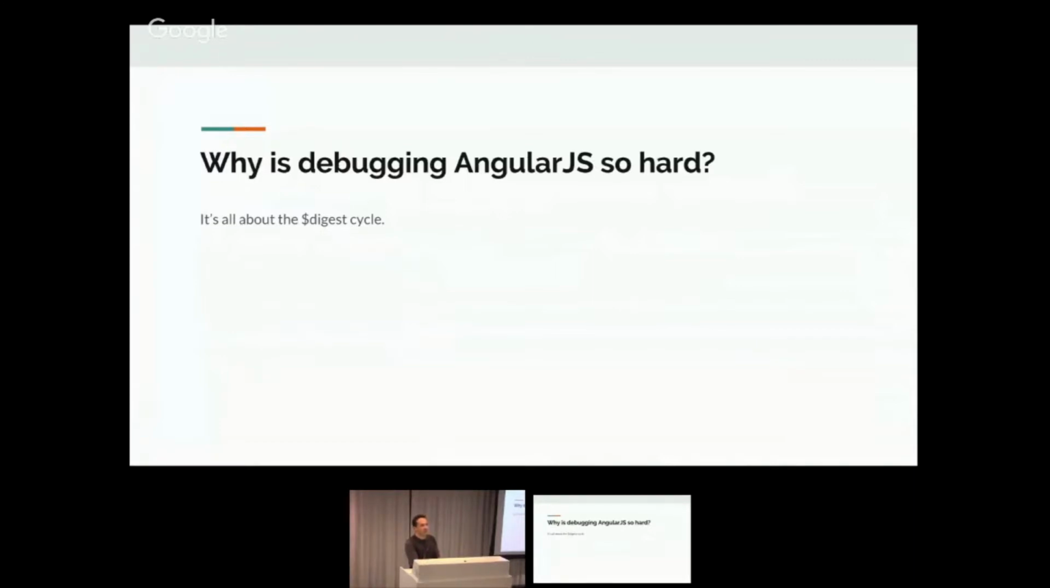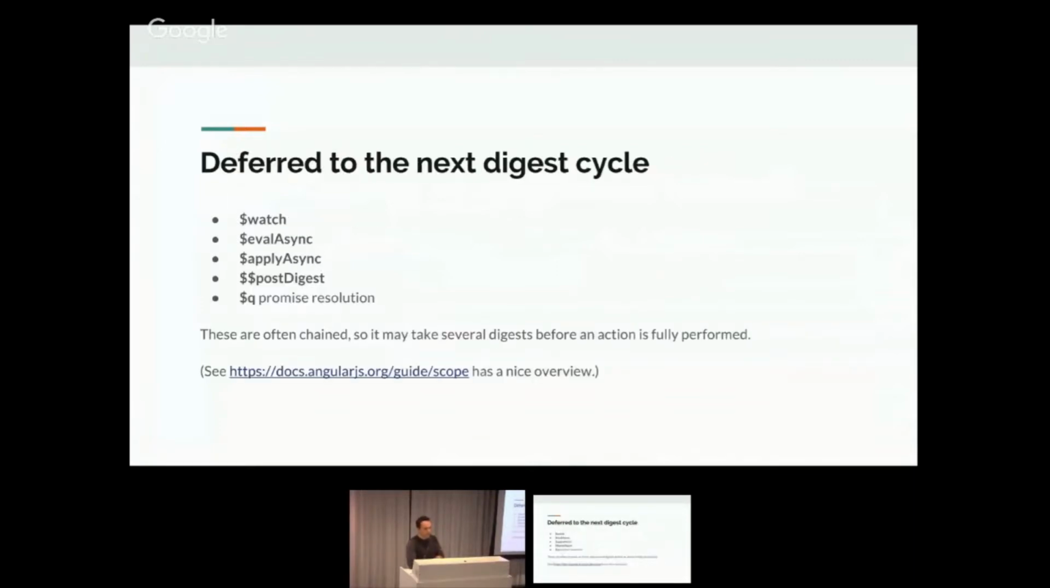Why is it happening, right? It's happening because of how AngularJS is working. It's mostly because of the digest cycle. Now, hopefully, if you've worked with AngularJS, you do know how that stuff works. But Angular has a lot of mechanisms for deferring work, and typically they're deferred using the digest cycle. A lot of the APIs you might end up calling, like watch, eval-async, apply-async, post-digest, even promises. AngularJS has its own implementation of promises. They're all kind of keyed off of the digest cycle.